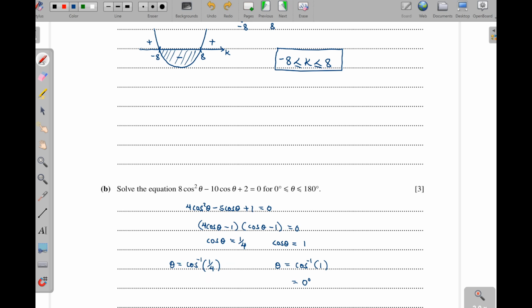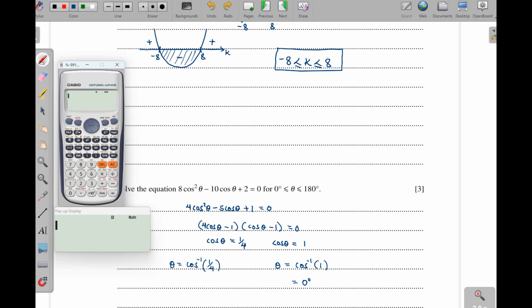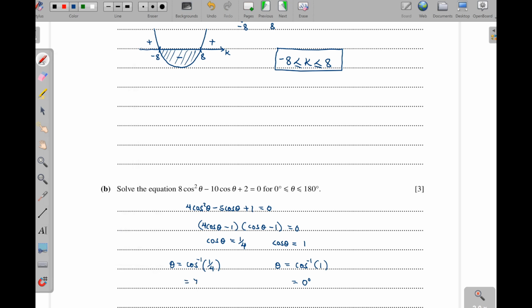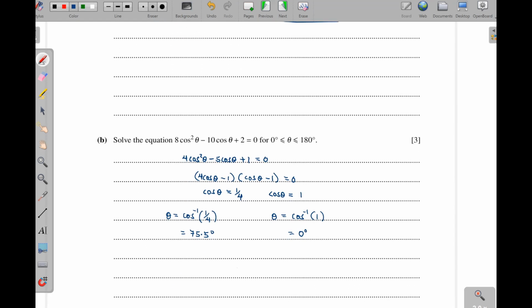So what about this one here? The calculator has to be in degrees because the domain is given in degrees. This one is in radians, so I need to first check that. I change it to degrees. This will be 3. And then we have the arc cos of a quarter. And this one gives us 75.5. So meaning theta is going to be equal to 0 degrees and then 75.5 degrees. As simple as that. This is to 1 decimal place.